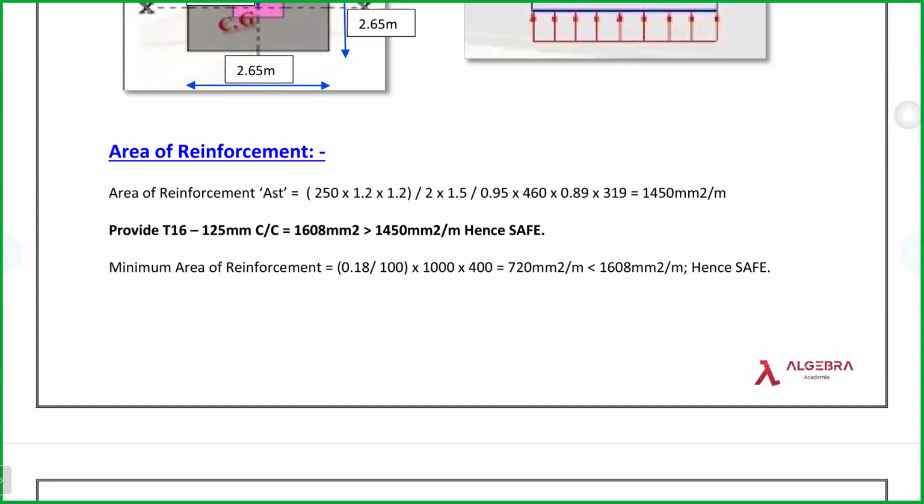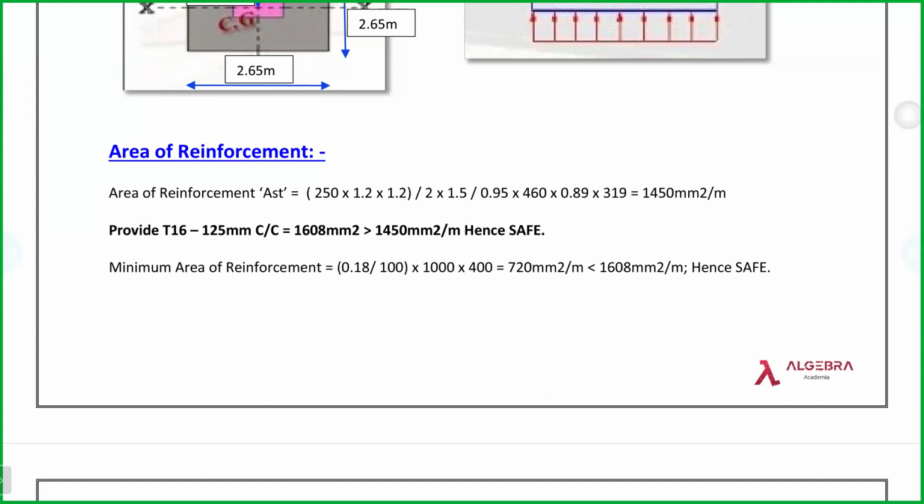I'm taking directly the SBC of soil, because that is the allowable SBC of soil. If I want to design, I have to design for the same SBC of soil. I cannot go more than that. I cannot go less than this. Okay. So 250, what is the cantilever distance? 1.2 square divided by 2.